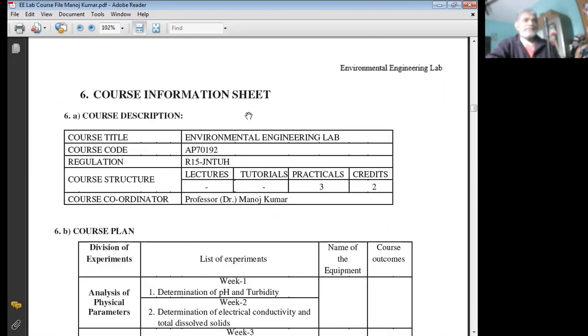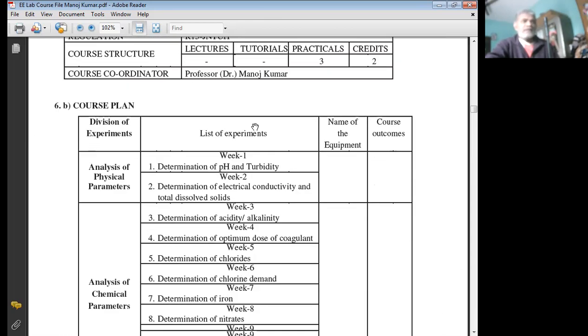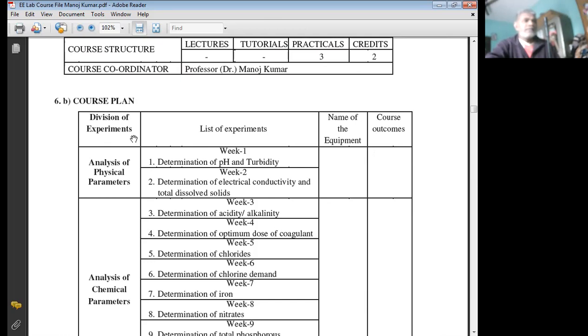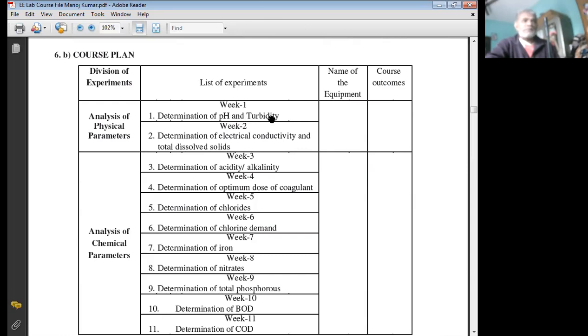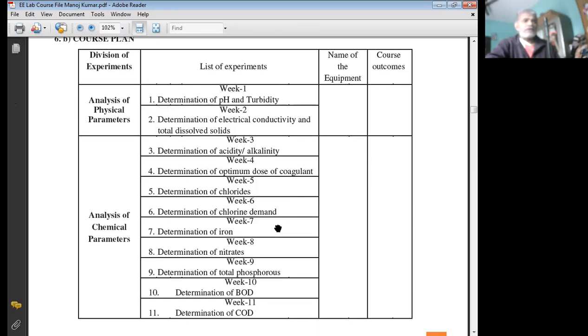Course content sheet. This is the course title, Environmental Engineering Lab, course code, regulation, course structure, lectures, tutorials, practical, and the credit. Course coordinator, Professor Dr. Manoj Kumar. Course plan, list of the experiment, division of the experiment, name of the equipment, course outcomes, determination of the pH and turbidity, determination of the electrical conductivity and total dissolved solid, determination of acidity, alkalinity, determination of optimum dose of the coagulant, determination of the chlorides, determination of the chlorine demand.